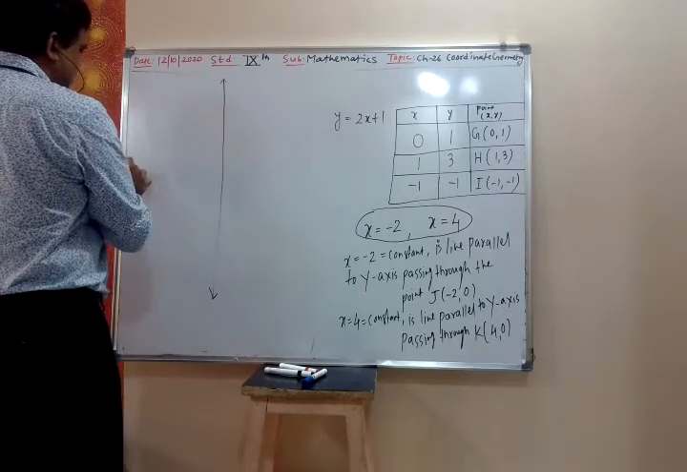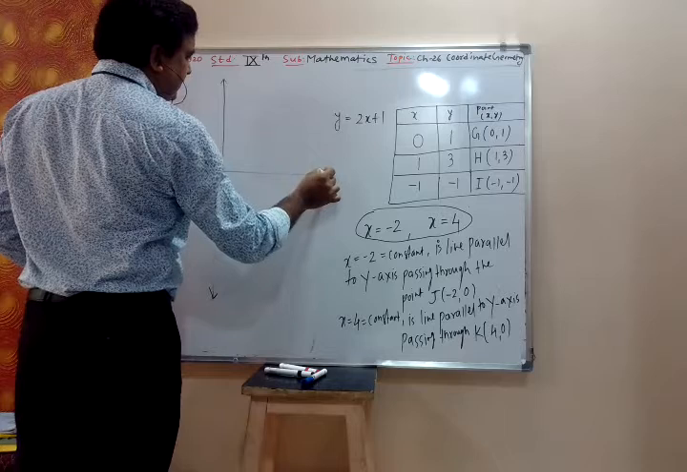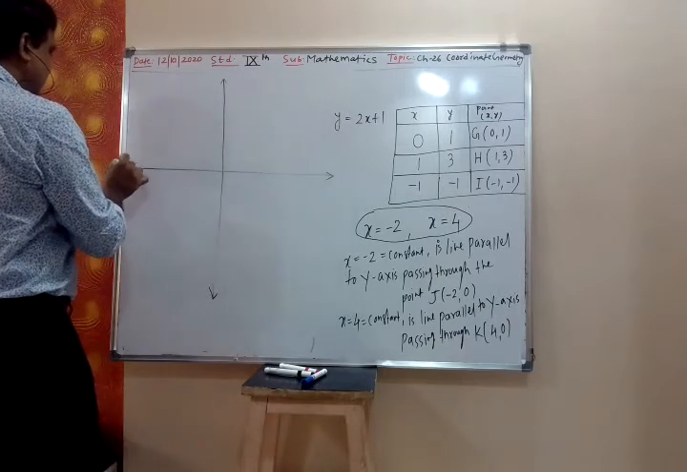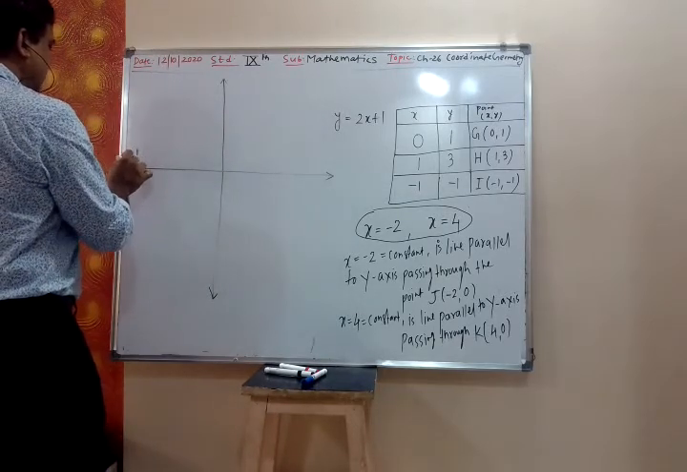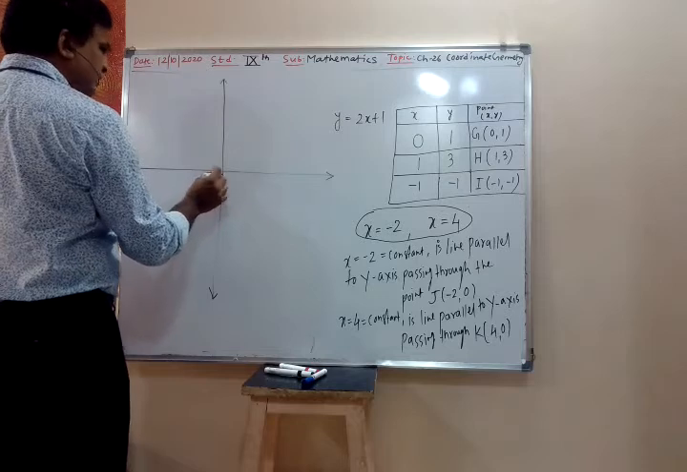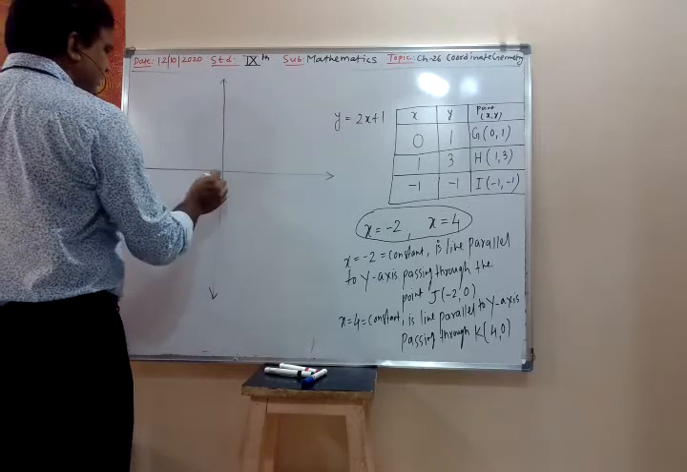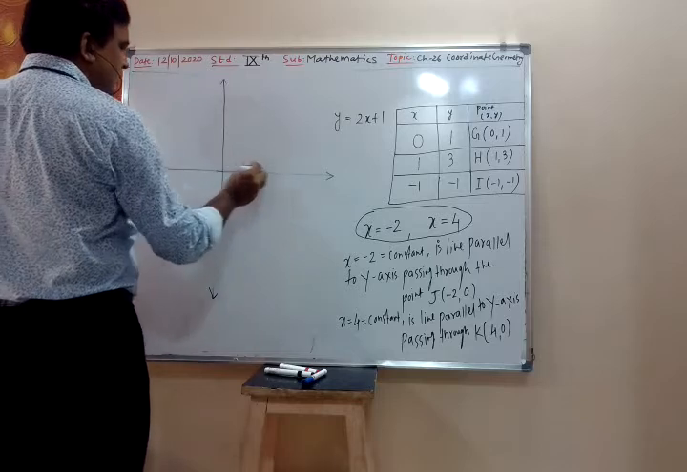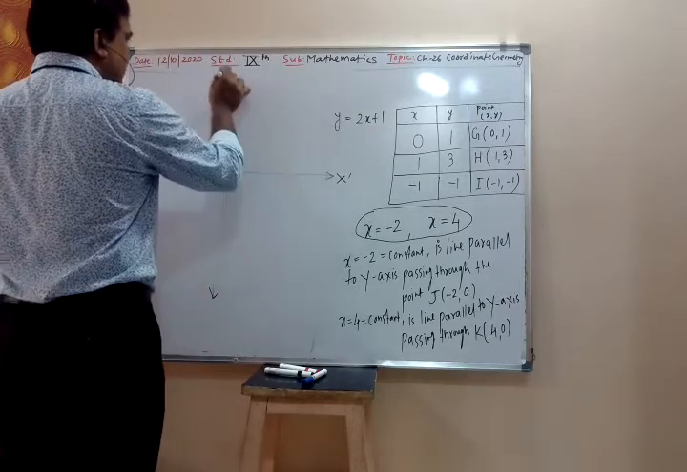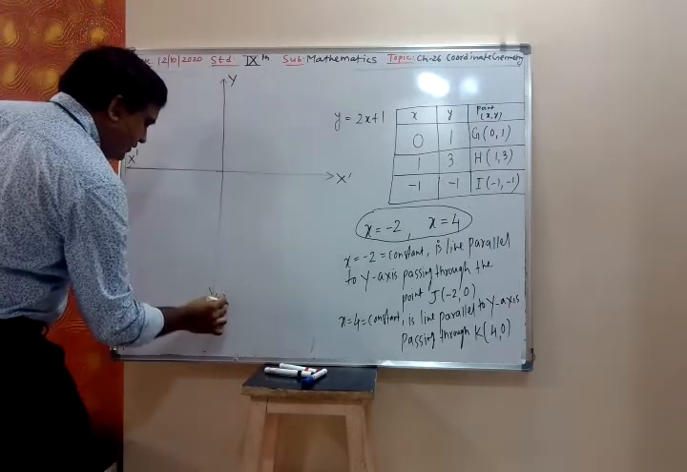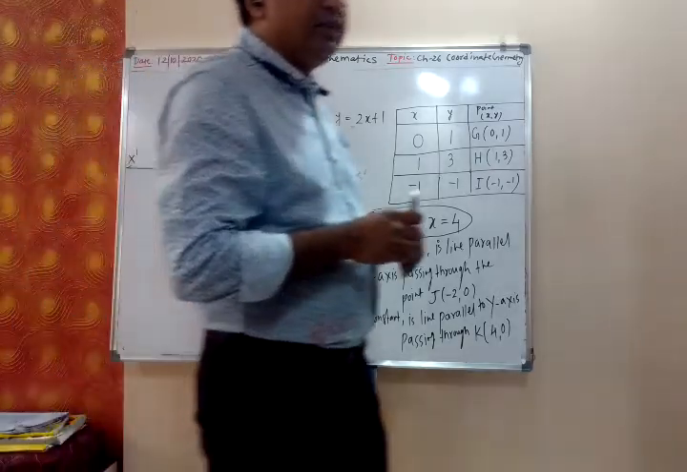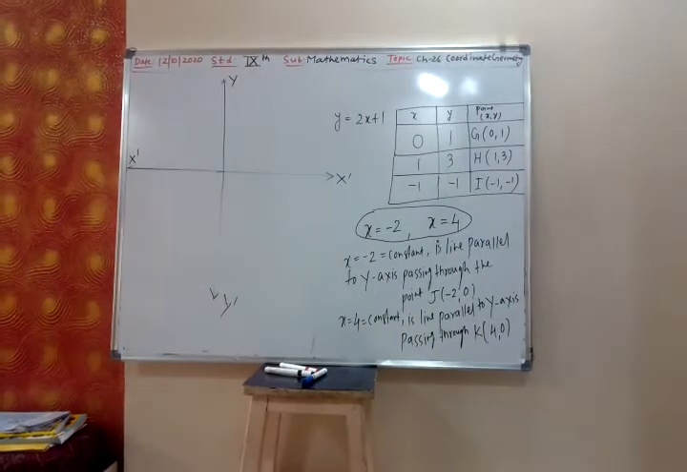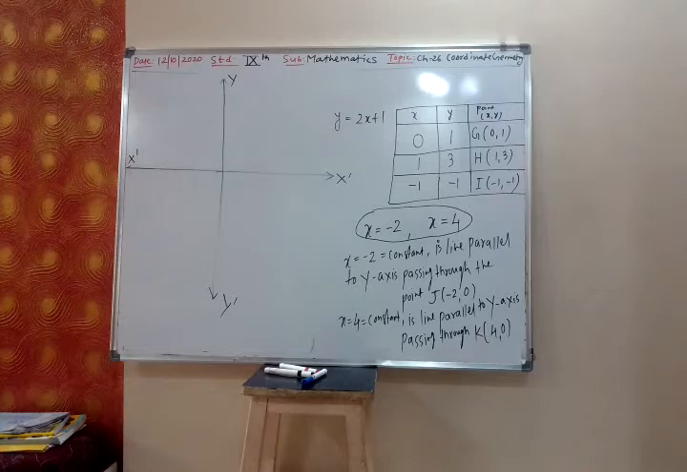See here. This is my coordinate axis, x dash. This is my origin O. This is my x dash, then y dash. It is clear, right? Now let us plot the first point.